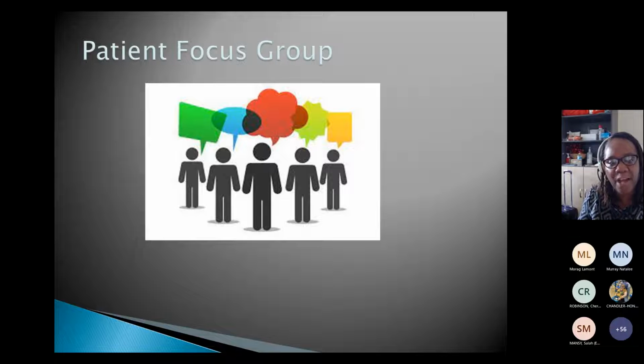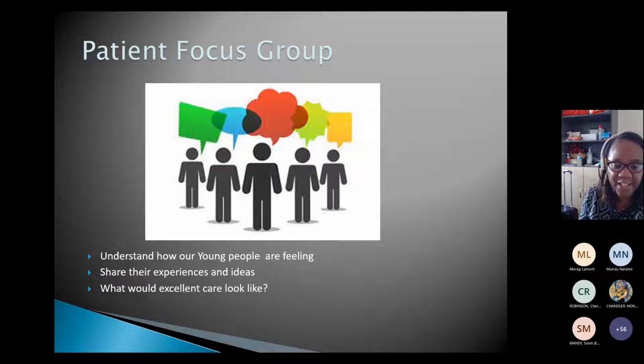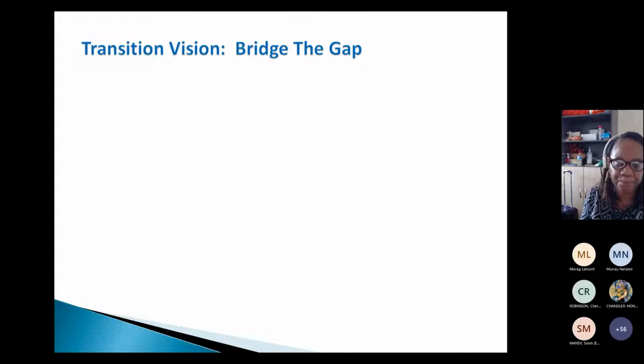Again, it's also about looking at the patient focus group. Why is that important? That's important because it's about understanding the young person's feelings. How do they feel? What are they going through? What are they experiencing? Again, it's about what does excellent care look like? And again, that's about working with our patients to get a full understanding. How can we improve that for the patient, advocating for them?